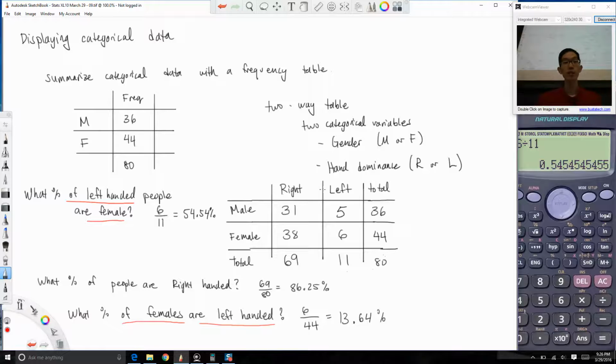What kind of data have I summarized in this table here? Categorical data. Even though we're getting numbers and counts here, the actual variables themselves are categorical. Categoricals tell us what type or what kind.